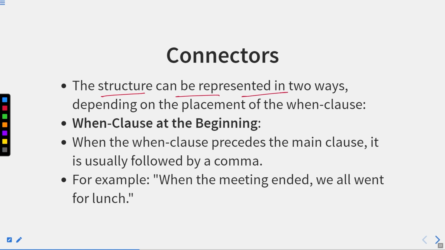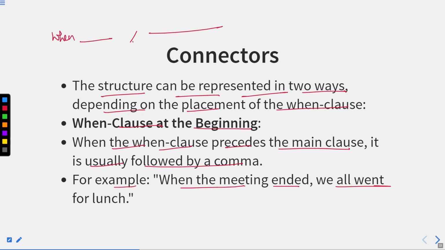The structure can be represented in two ways depending on the placement of the when clause. When clause at the beginning, so we can either begin the sentence with when, or we can also use this when in the middle of the sentence. When the when clause precedes the main clause, it is usually followed by a comma. So if we are using first of all the when clause, we will have this time situation, or after that we'll have comma and then the main clause which contains the action. For example, when the meeting ended, comma, we all went for lunch. Now, however, the punctuation you can ignore in some competitive exams. But many competitive exams, they require the use of punctuation to be learnt.